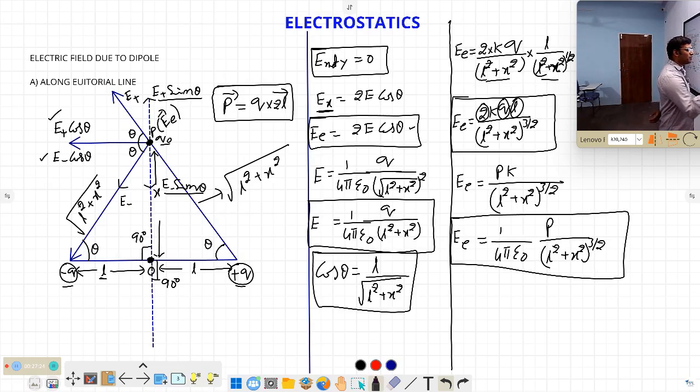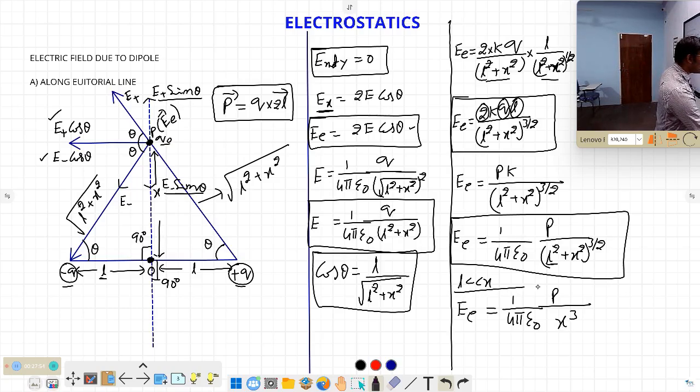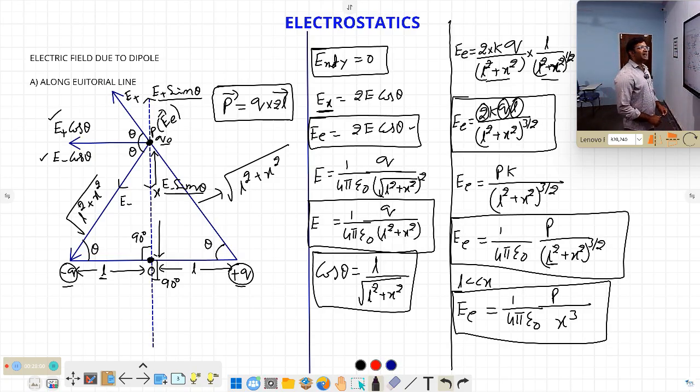Now we are going to understand some more concepts here. If the length of the dipole, that means in this case the length of the dipole is very small compared to the distance of the point, that means if l is less than x, I can put the l value as 0. Electric field along the equatorial line is equal to 1 by 4 pi epsilon naught into P by, with l value 0, x square whole power 3 by 2. That becomes x cube. So the equation of electric field along the equatorial line is 1 by 4 pi epsilon naught P by x cube, for the case of a short dipole, that is if the length of the dipole is very small compared to the distance of the point.